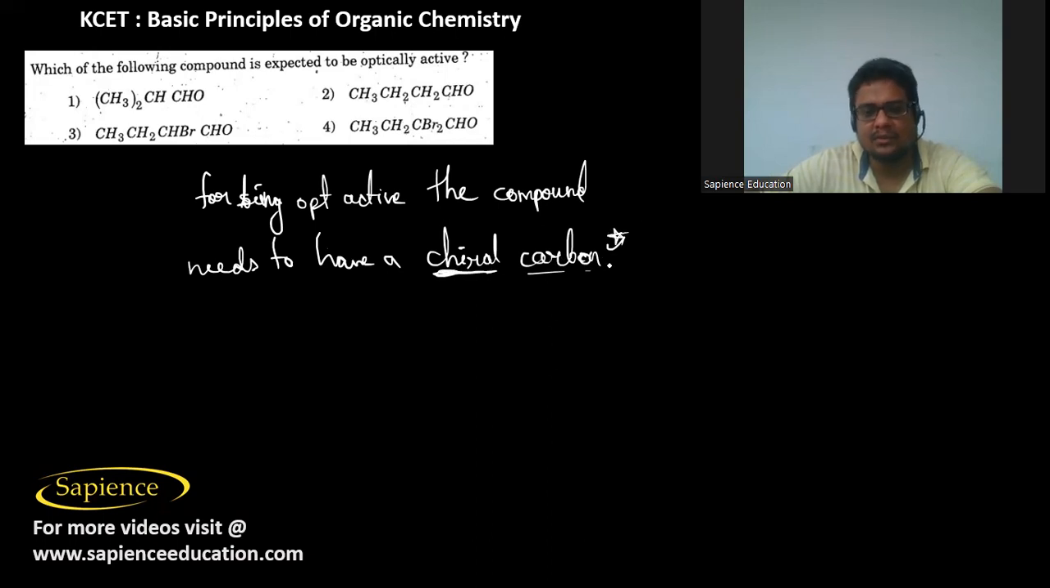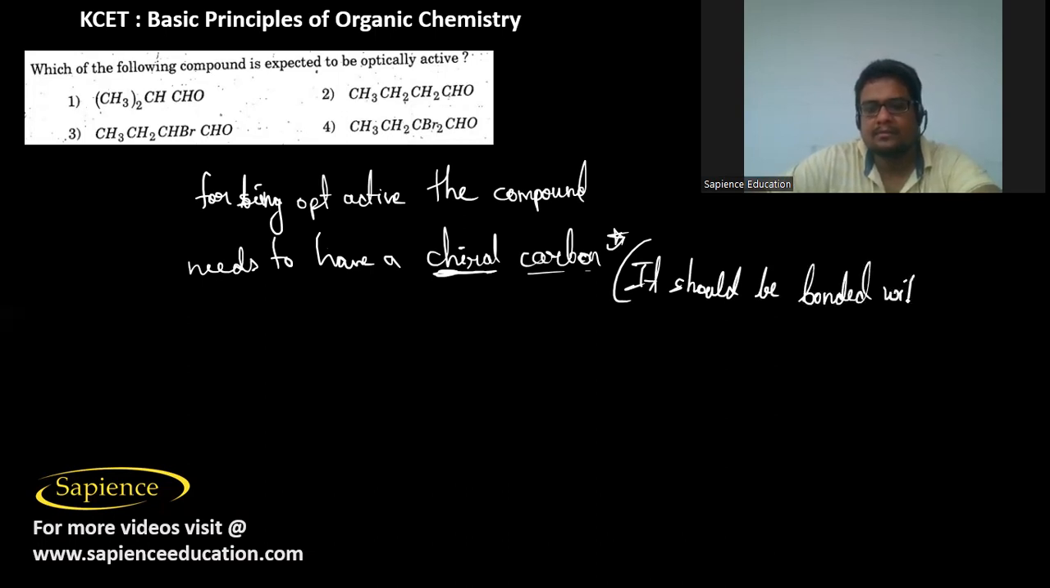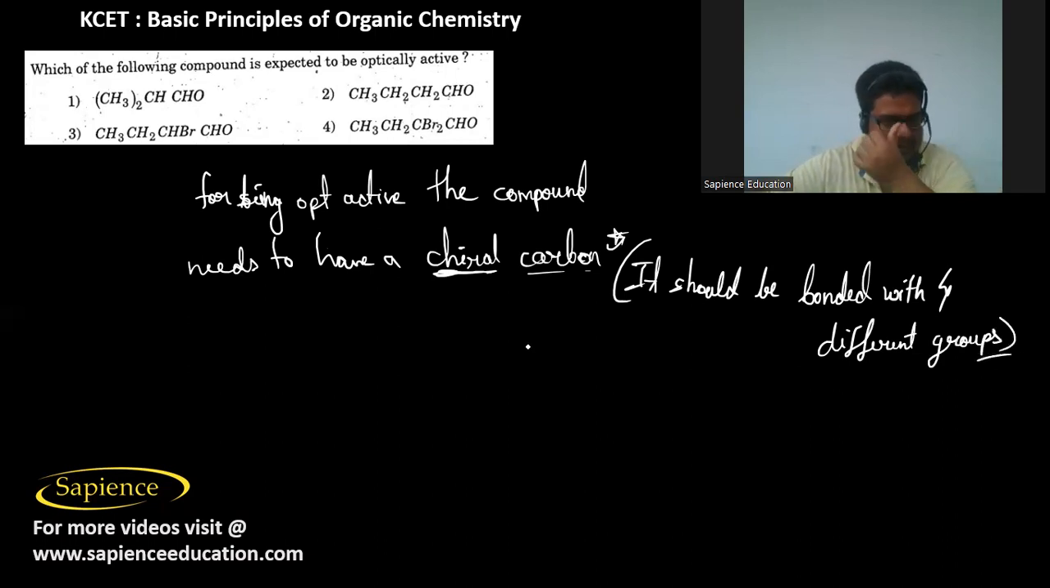A chiral carbon means that the carbon should be attached to four different groups. It should be bonded with four different groups. Then only it will be a chiral carbon, and then only that compound will be optically active.